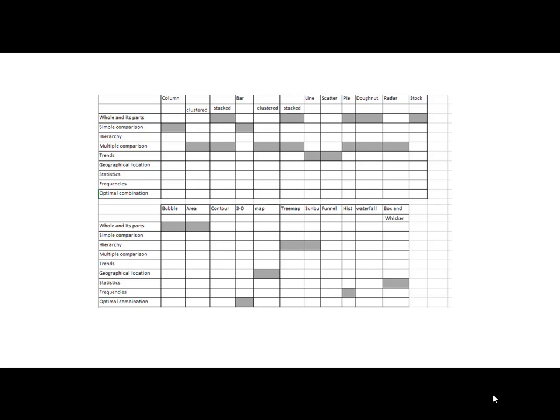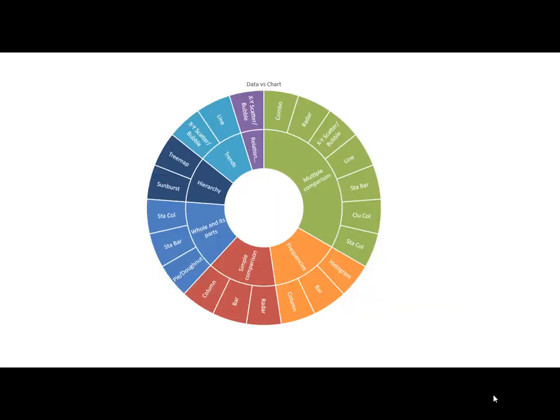In addition to the matrix, I added this sunburst graph, which is a hierarchy type of graph that explains this even more clearly. Like for multiple comparison, I can use combo chart, I can use radar, I can use XY scatter, I can use line, I can use stacked bar or clustered column and stacked column.